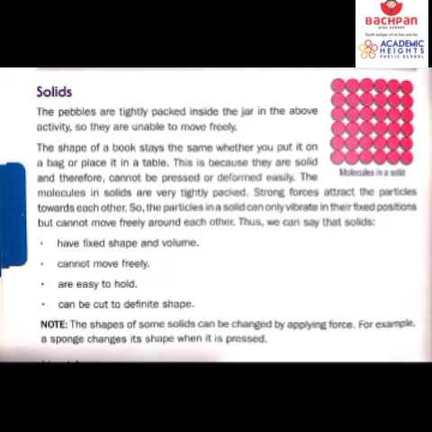The molecules in the solids are very tightly packed. और इनके बीच में जो attraction forces होती है ना, like you had seen earlier, they are very, very strong. They attract each other very strongly. So the particles in a solid can only vibrate in their fixed positions, but they cannot move freely around each other. So what did you come to know about solids? They have a fixed shape, they have a fixed volume, they cannot move freely, they are easy to hold, and they have a definite shape. But do remember one thing, some solids like sponge are not that rigid.